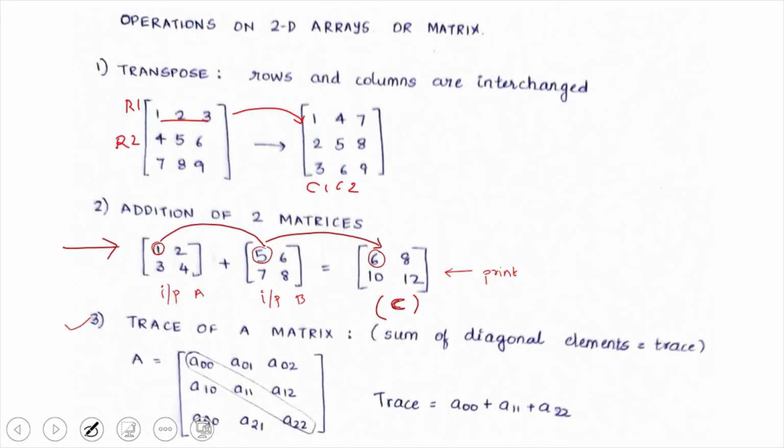So transpose of a matrix means we are going to exchange the rows and columns. So row 1 will become column 1, row 2 will become column 2, and so on.